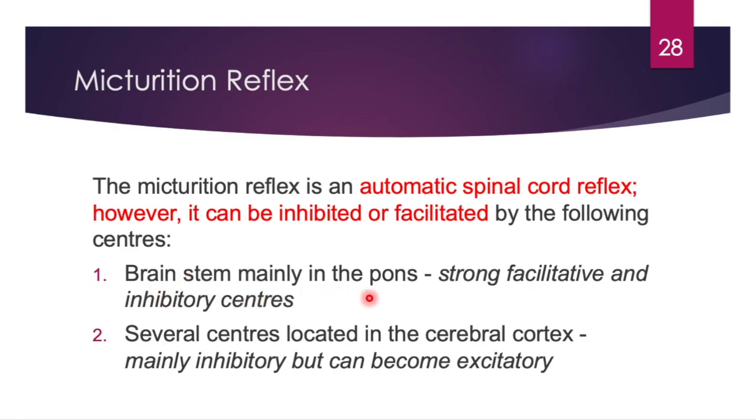Brainstem, mainly in the pons. It has strong facilitative and inhibitory centers. There are also several centers located in the cerebral cortex. It has mainly inhibitory effects, but can also become excitatory.